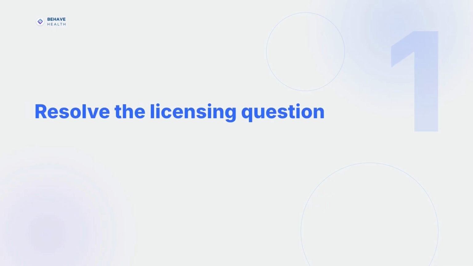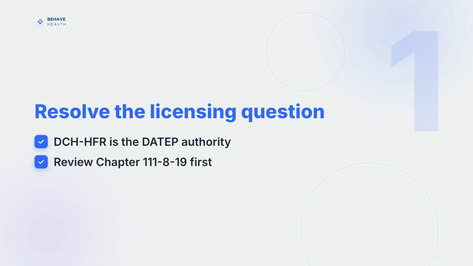First, resolve the DATEP licensing question before you market the program. As of May 2026, start with Georgia DCH HFR's Drug Treatment Programs page, the official source for DATEP licensing, applications, inspections, and complaints. Review Georgia's rules and regulations for drug abuse treatment and education programs, Chapter 111-8-19, before assuming your group practice model can simply add IOP or PHP.